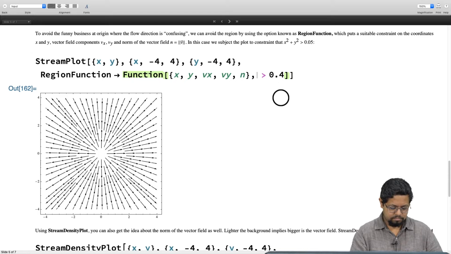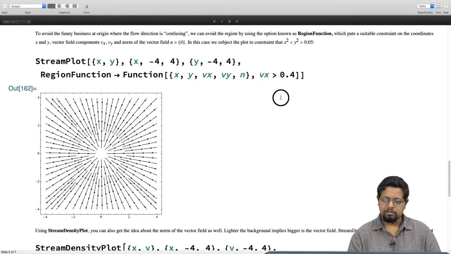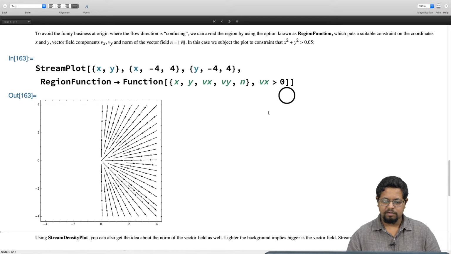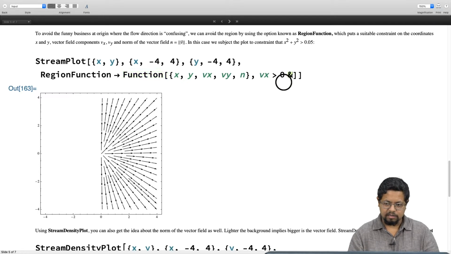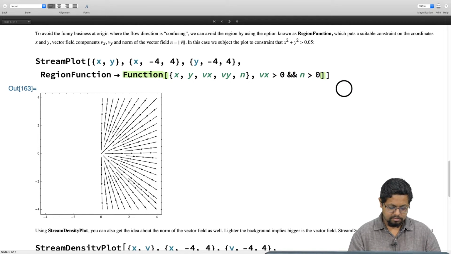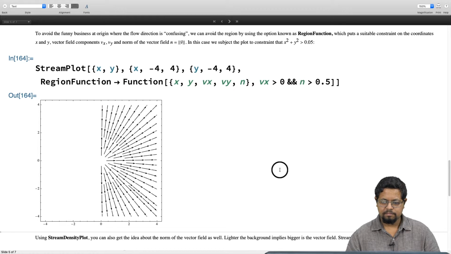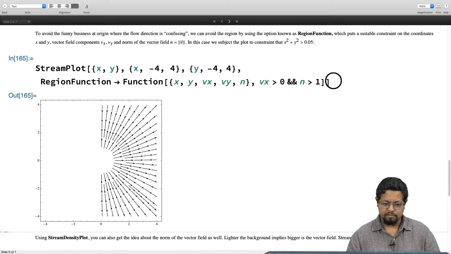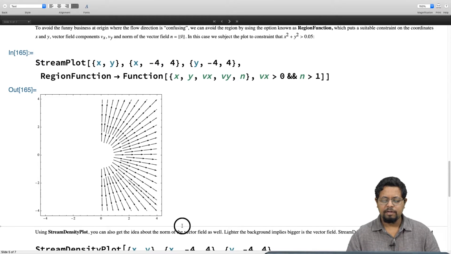If you wanted to only plot for positive values of Vx, the x component of the vector field, you'll see that the plot will only be made for the positive values of the vector field. And if you wanted to add another condition to it, that Vx or norm should be greater than 0.5, let's make it even bigger, 1, you can get a plot like that. So go ahead and play around with that.